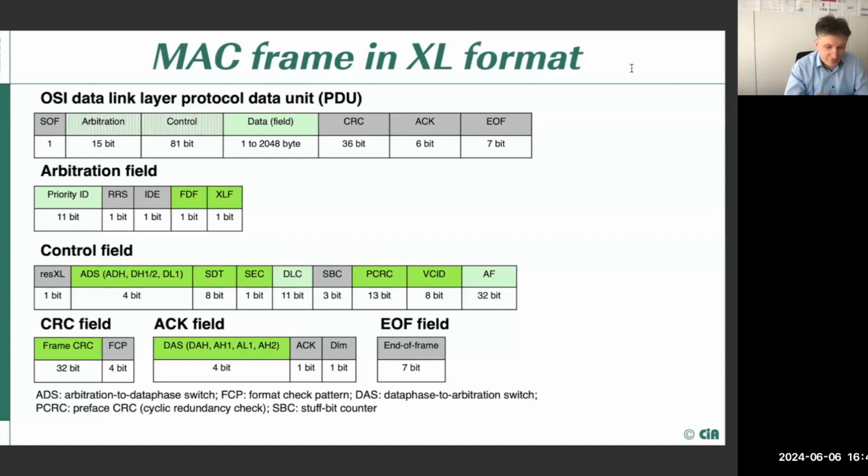Then VCID, logical routing addresses of the message where it should go. Then in CRC field, we have a 32-bit frame CRC, which covers also the prephase CRC of the control field in there and protected. And allow, as I said already, up to 5 distinct errors to be detected by the CAN controller, CAN-XL controller.